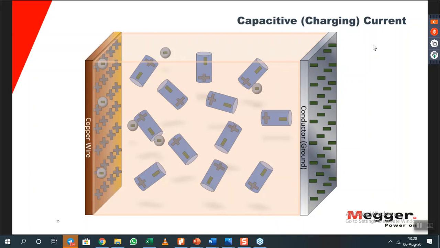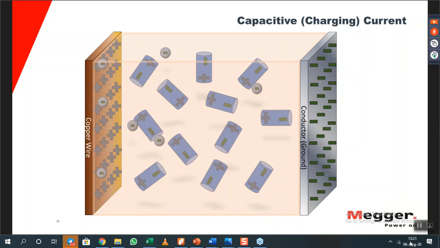And if these dipoles are aligned or realigned, with the negative towards the positive side and the positive charge towards the negative side, then that's what we call polarization. It became polarized. It also happens at the same time as the capacitive charging current, but it will take longer than the capacitive charging current.